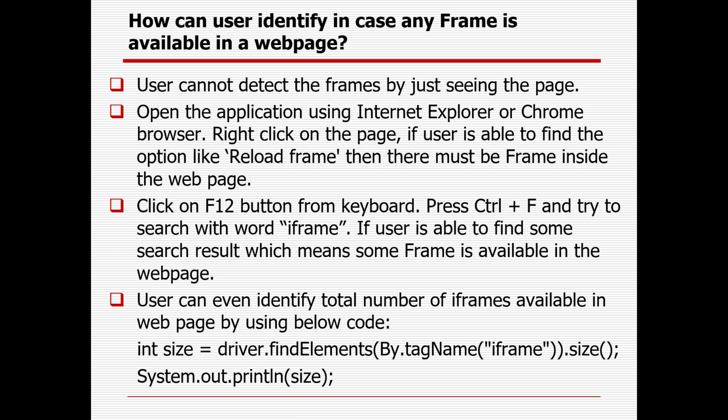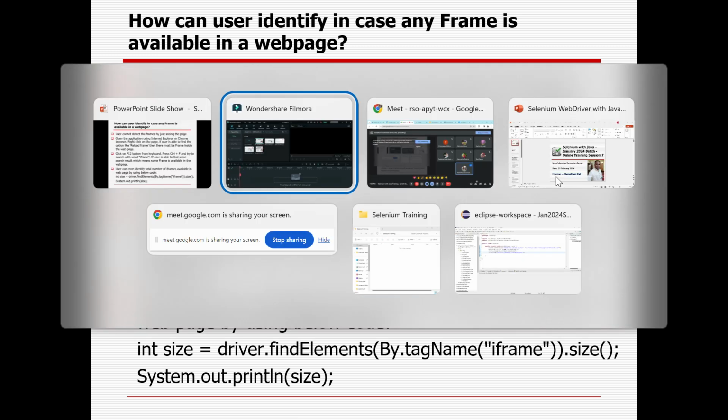So what is the other solution? You need to press the F12 button on the keyboard, then press Ctrl F, then search with the frame or iframe keyword. If the user is able to find some search result, it means that some frame or iframe is available in the web page. So the user can even identify the total number of frames or iframes available in the web page. I will show you how to handle that.